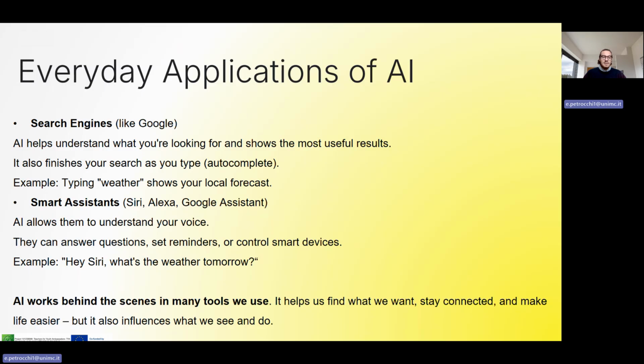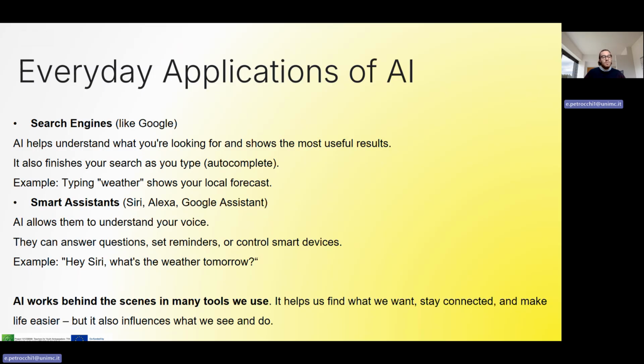So this also goes for smart assistants. AI allows them to understand our voice, to learn our voice, and then they can answer our questions, set reminders, or control smart devices. The example of Siri is the most famous. If we ask Siri what the weather is tomorrow, it is going to answer with the weather in our town. This is also a combination of search engines and smart assistants. And so AI works behind the scenes in many tools we use, and it's useful because it helps us find what we want, stay connected, and make our life easier.